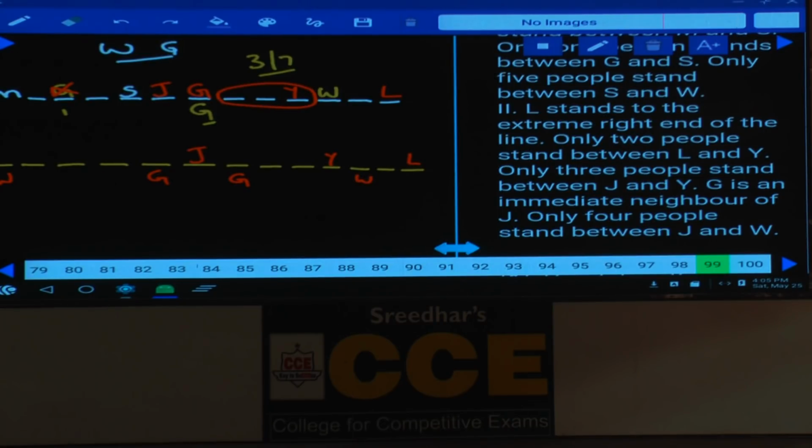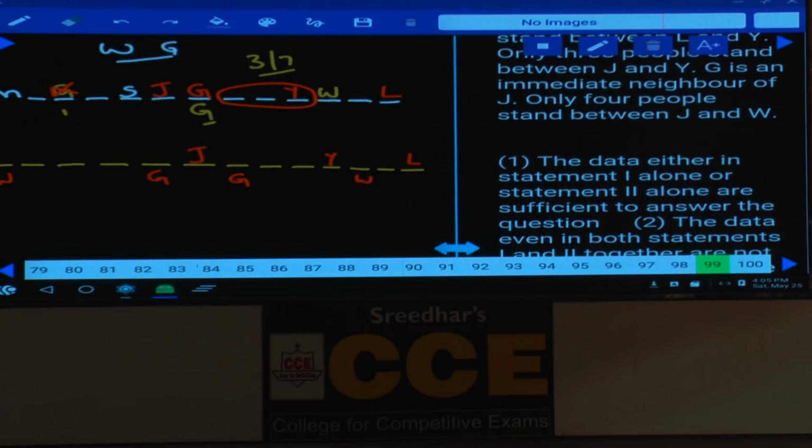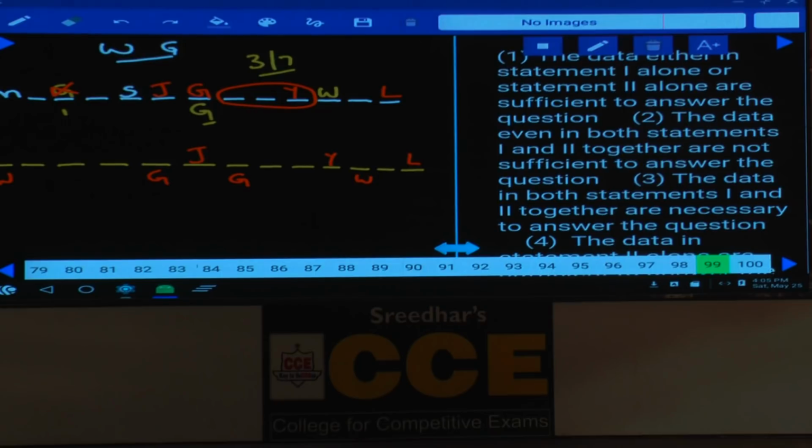Are you getting the answer or not? So how did we get the answer? Only by combining both the statements we got the answer, that is given in choice 3. Choice 3 or choice 4? Choice 3. The data in both the statements is required, that is choice 3. And this is about question number 99.